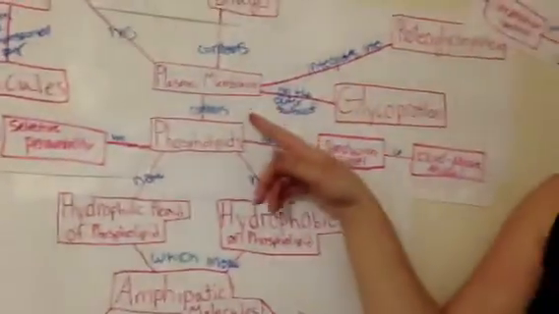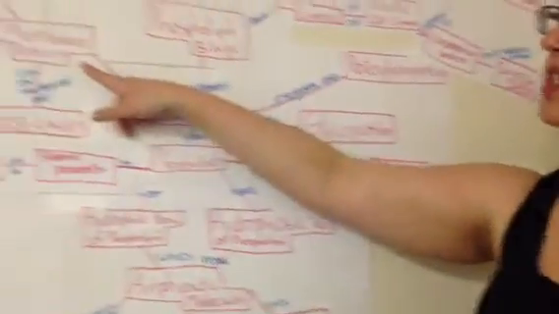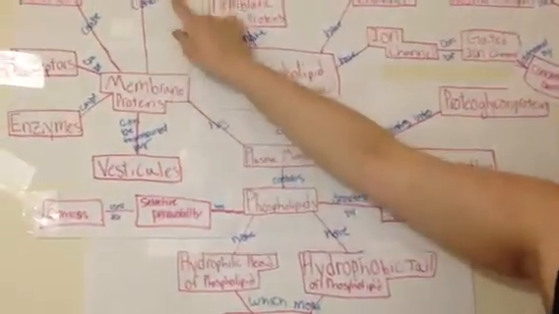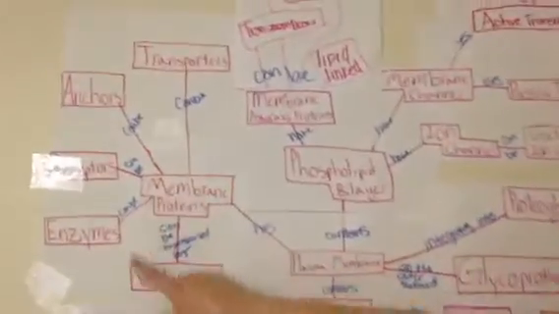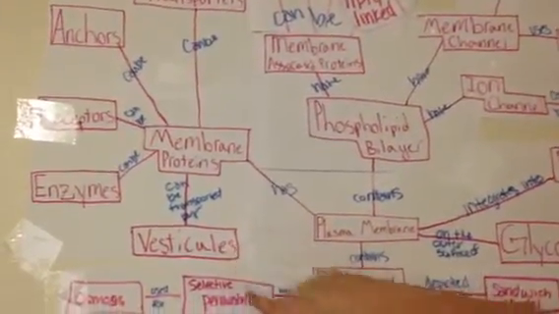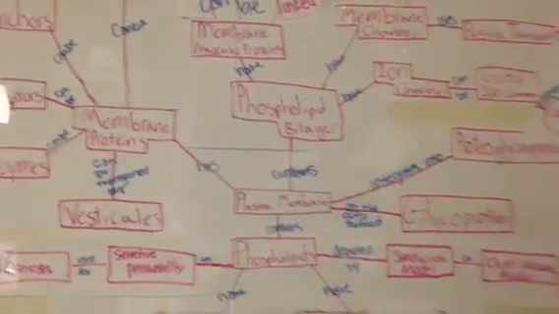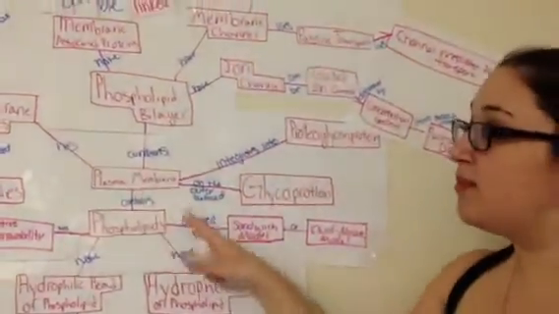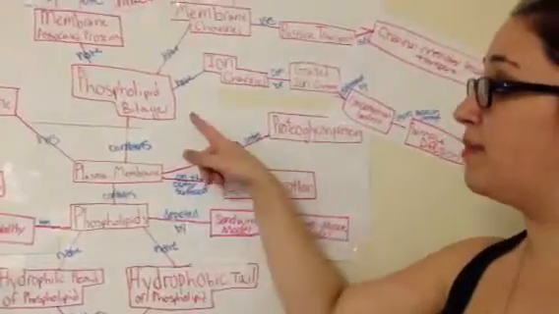The plasma membrane also contains membrane proteins, whose types are transporter, anchor, receptors, and enzymes. Membrane proteins can also be transported by vesicles. Membrane protein contains phospholipid bilayer.